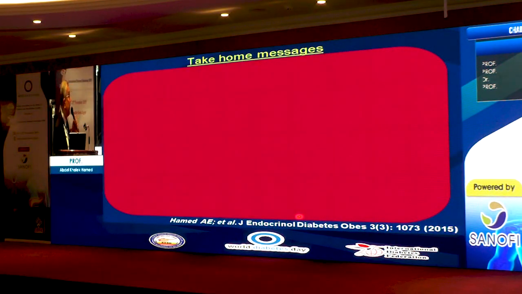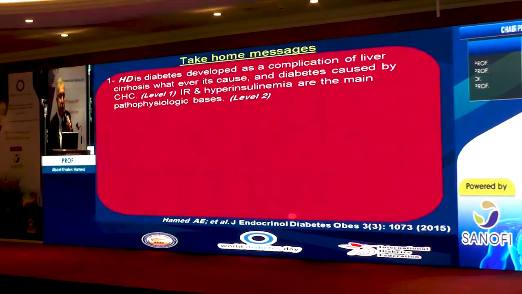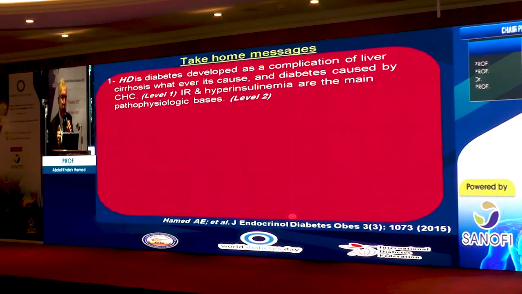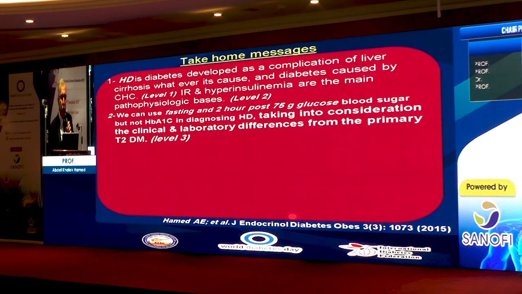Ladies and gentlemen, my take-home message. It's developed as a complication of liver cirrhosis, whatever its cause, and diabetes caused by chronic hepatitis C. Insulin resistance, hyperinsulinemia are the main pathophysiological basis. We can use fasting and 2 hours post 75 grams blood sugar, but not glycated hemoglobin in diagnosing hepatogenous diabetes.